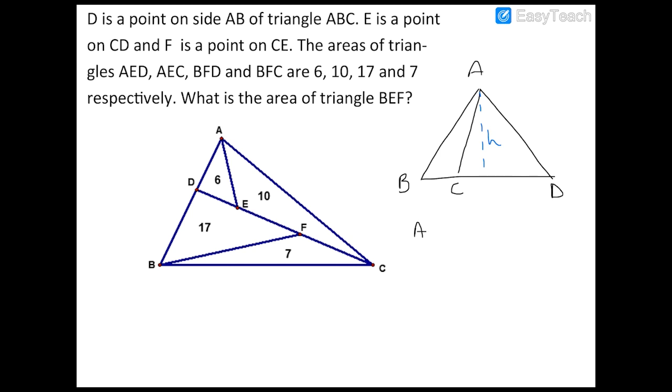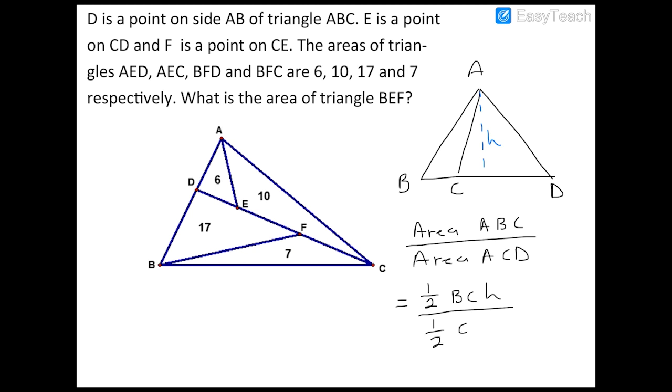Now, the area of ABC divided by the area of ACD will be equal to, so for ABC, it will be half the base is BC and the perpendicular height of H, divided by half the base there is CD, perpendicular height of H. Now the half cancels the half, H cancels the H, and we can see that if we divide two areas that share the same perpendicular height, we end up having the ratio of the bases. So this is the principle that we are going to use.